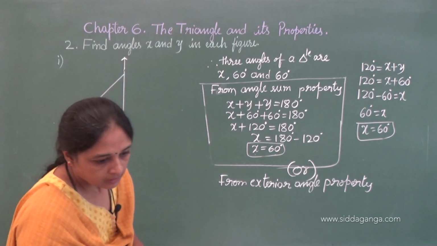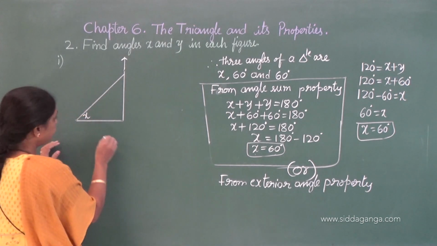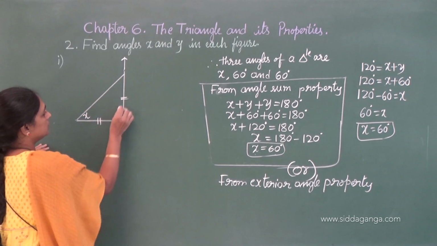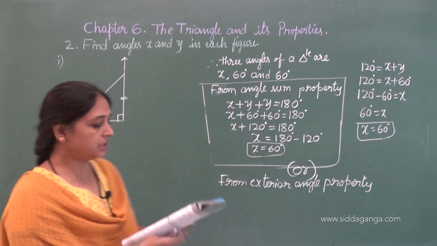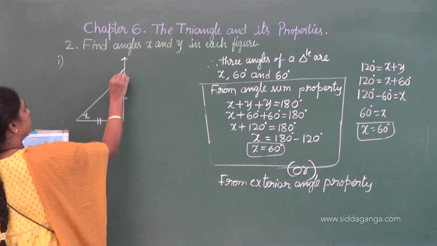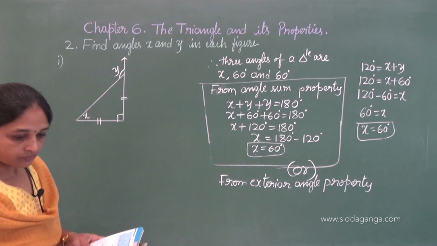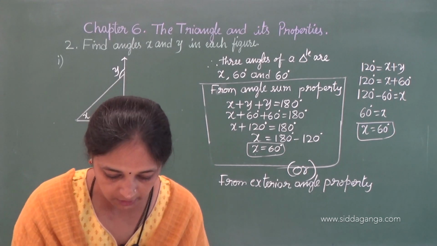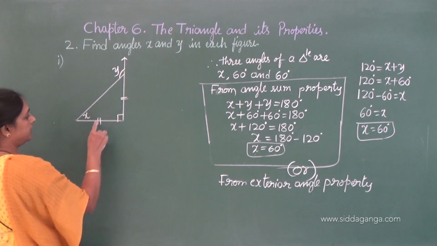Okay, it's x. These two sides are equal, and given the symbol like this, it is y. The exterior angle is y. Here two sides are equal. Which are the two sides equal here? This side and this side.